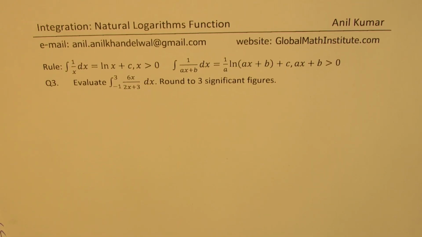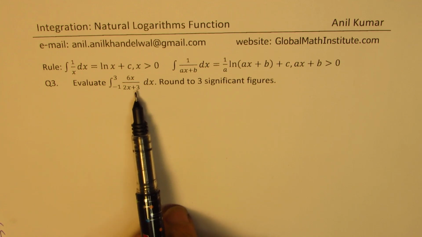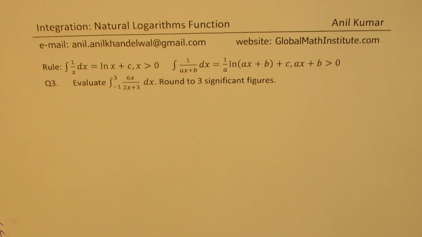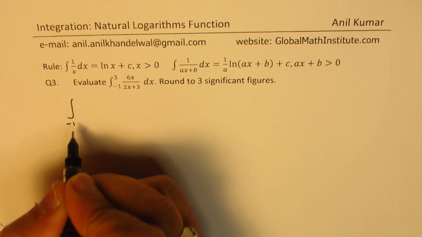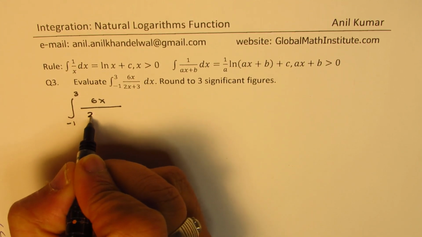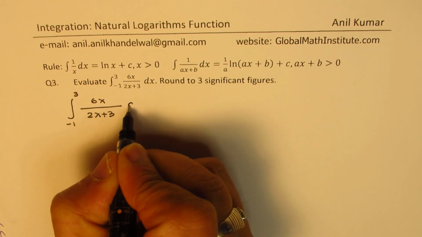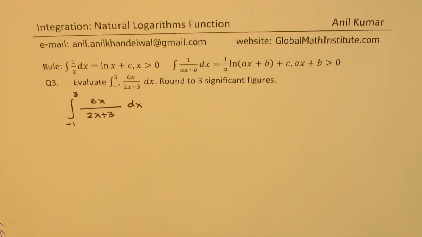Now question number 3 is a thinking question. We need to evaluate the definite integral from minus 1 to 3 of 6x over 2x plus 3 dx, rounded to 3 significant figures. You can always pause the video and answer this question. So let me rewrite this. It is the integral from minus 1 to 3 of 6x over 2x plus 3 dx. Now the formula does not have anything like an x term in the numerator. How can you use this formula to find the integral?